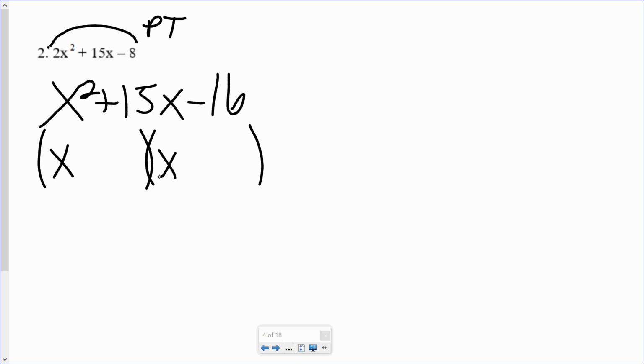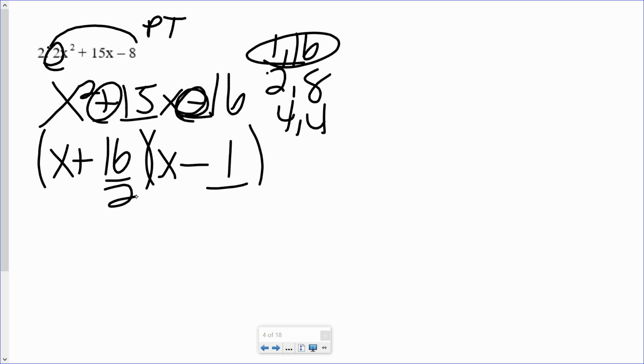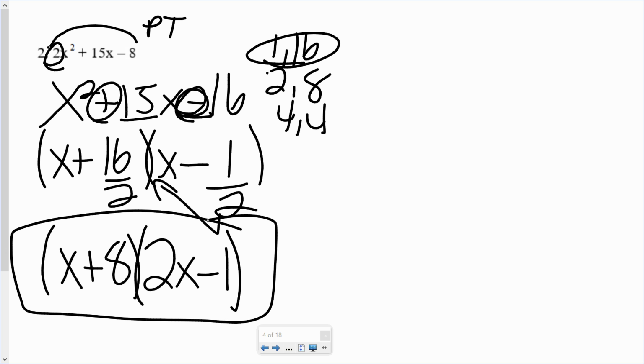X and X, first sign comes down, positive and a negative is a negative. What multiplies to 16 and subtracts to 15? 16 and 1, bigger number comes first. Pay the toll. Divide by what I multiplied at the beginning, by the leading coefficient, by what's in front of the x squared. If one of them divides nicely, divide them. Yes, 16 and 2 divide nicely. 16 over 2 is 8. For the other one, put the denominator in front of the variable. That's your answer.